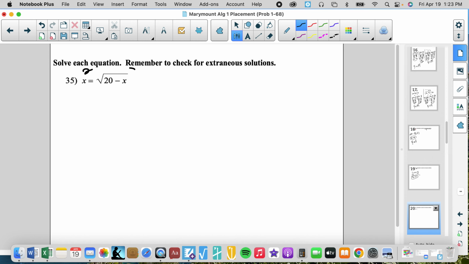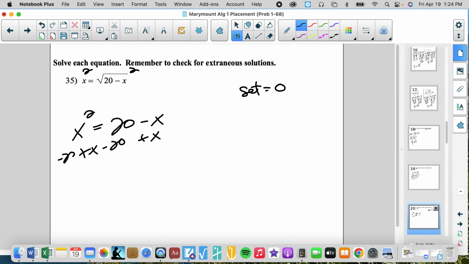Let's square both sides. You get x squared equals 20 minus x. Let's set it equal to 0. We're going to add x, minus 20, minus 20. That gives us x squared plus x minus 20 equals 0. I know what you're asking, Mr. Mack. How did you know that you had to set it equal to 0?